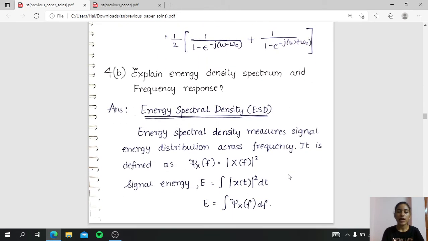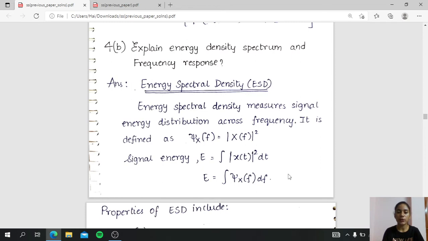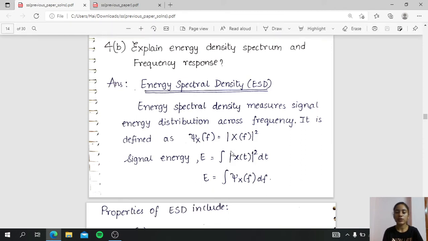Our next question is explain energy density spectrum and frequency response. So what is energy density spectrum? It measures the signal energy distribution across frequency, and it is defined as psi x of f is equal to mod X of f whole square. Since your signal energy is given by the integral of mod x of t square dt, if you mention it in the frequency domain, since energy spectrum, the distribution is across frequency, this will be mod X of f whole square, which in turn is equal to psi x of f. So we got this.